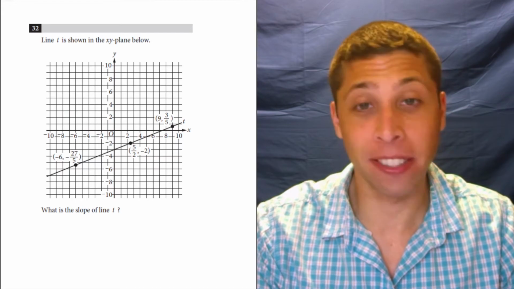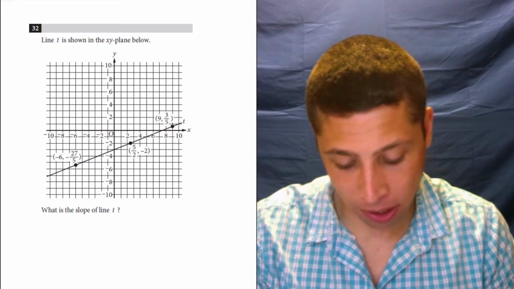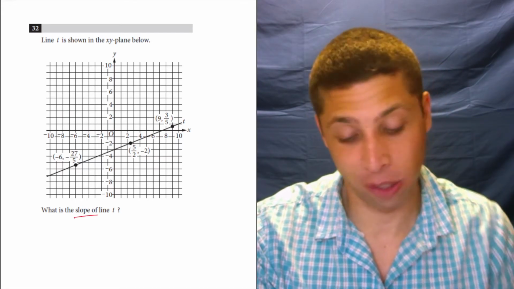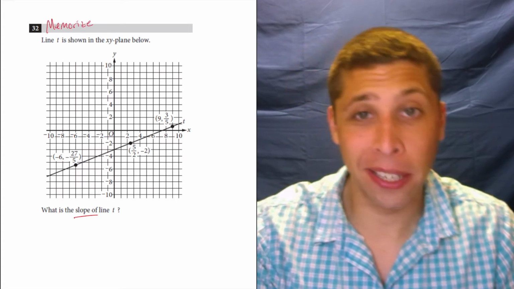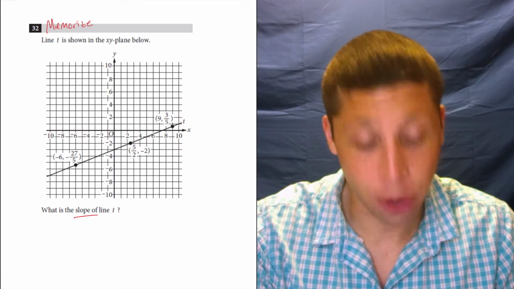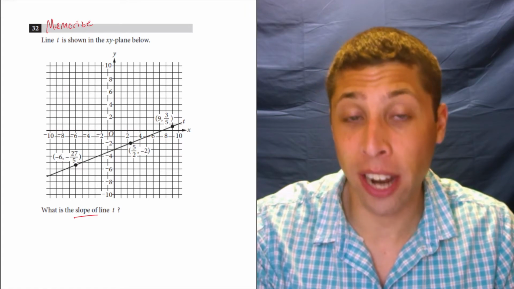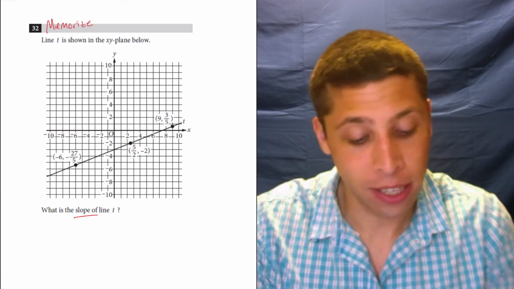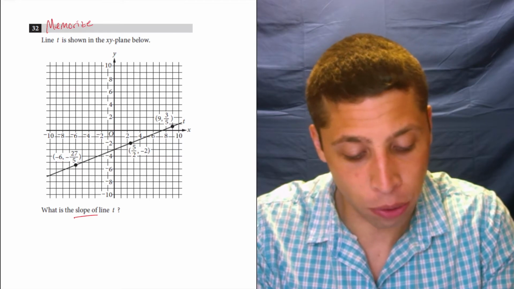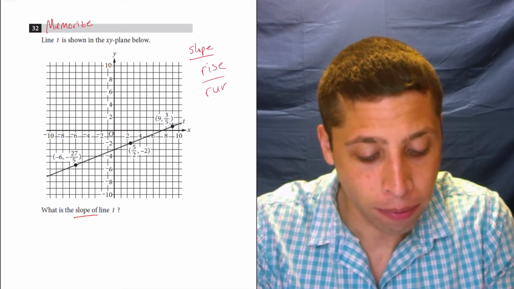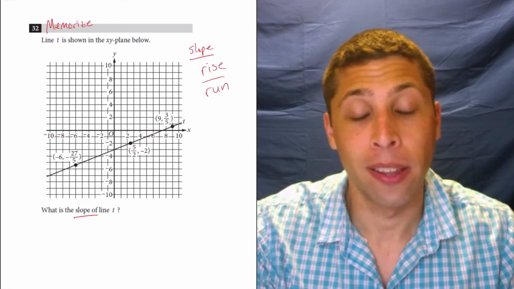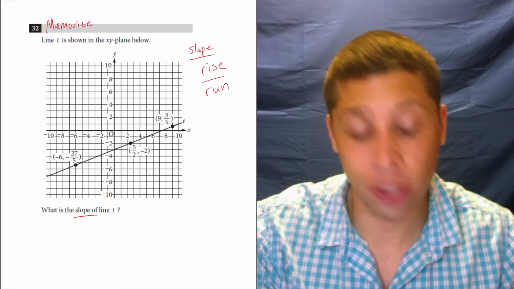All right, this is asking something very simple, right? We got a line, we got points, we got a slope. That's what they want. So we need to memorize the slope formula. I don't care how you do it, but you got to memorize it somehow. One very generic, simple way of doing it is remember that the slope is equal to the rise over run, right? So the change in the y over the change in the x.